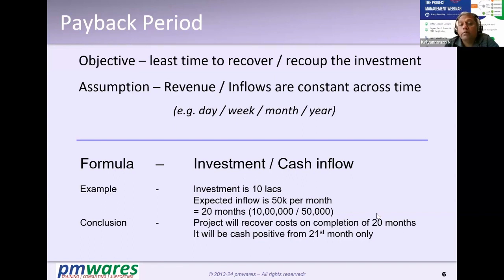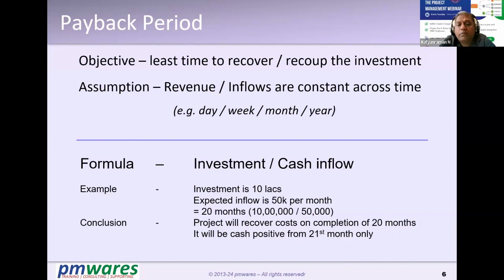Now in 20 months, I'm going to recover my cost, and then it will become cash positive from the 21st month. What does cash positive mean? Net positive. That means I would be earning more than 10 lakhs after the 21st month. Till the 20th month, I am interested in replenishing my investment which I have taken out of whatever kitty I had. I'm trying to recover it.